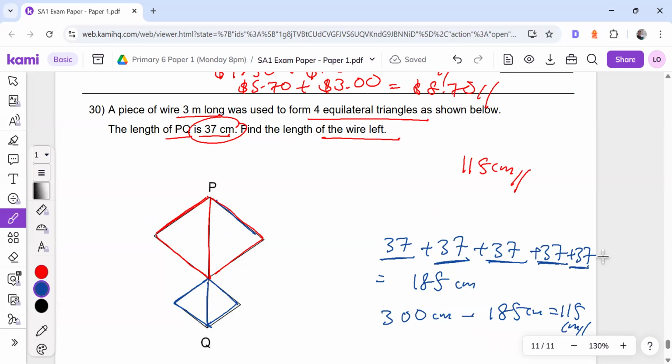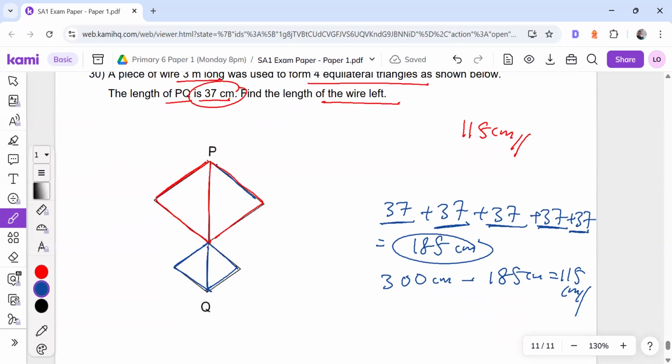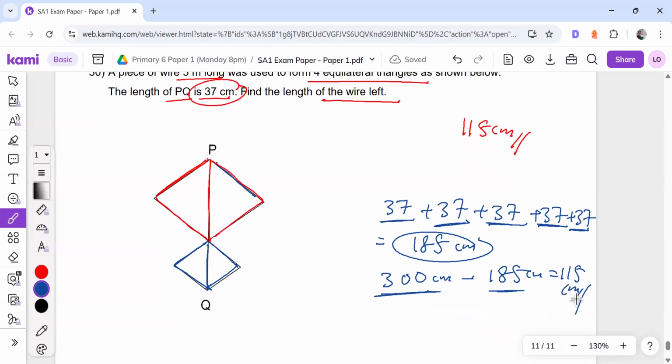So what am I doing? I'm highlighting the wire used to make the figure. So what is the wire used to make the figure? 185 cm. Then how do you get the left? You take the 3 meters and minus to get the left. Understand already? Okay.